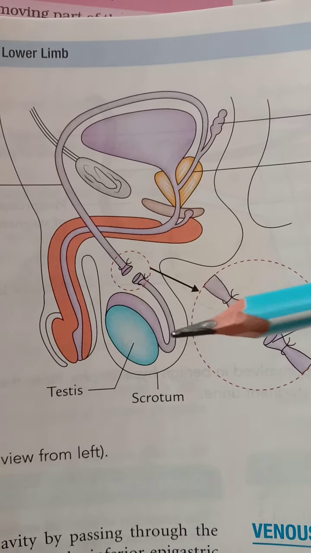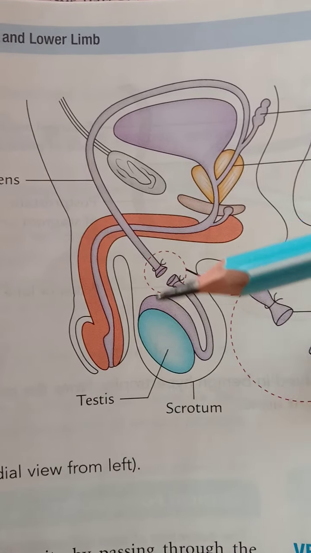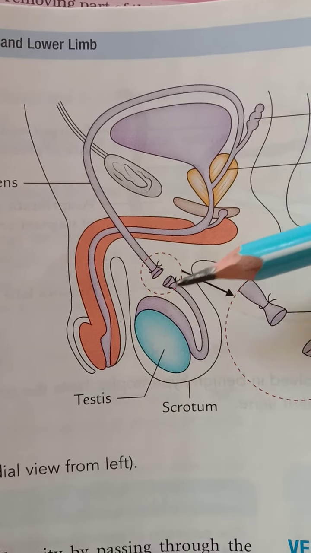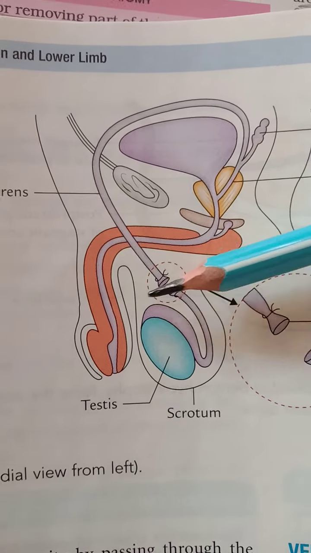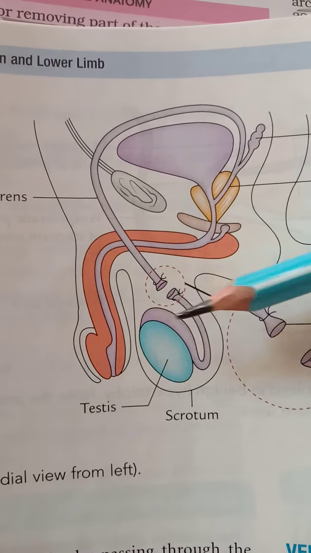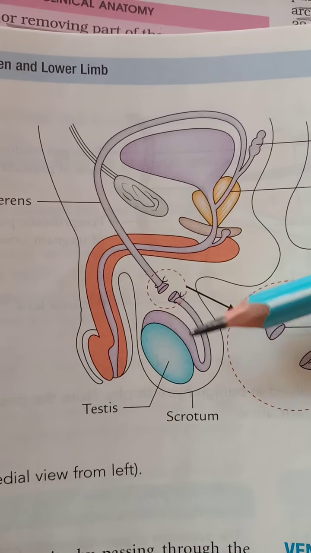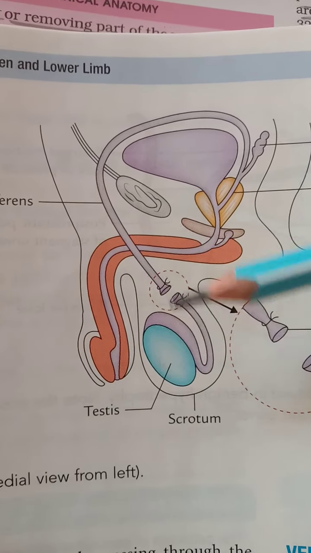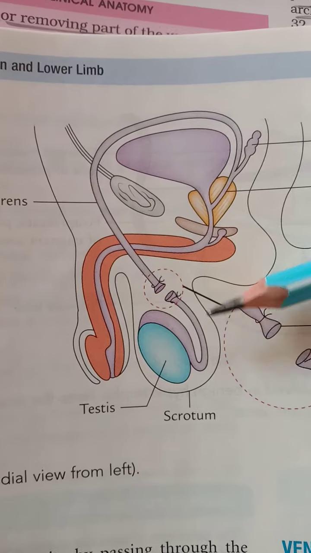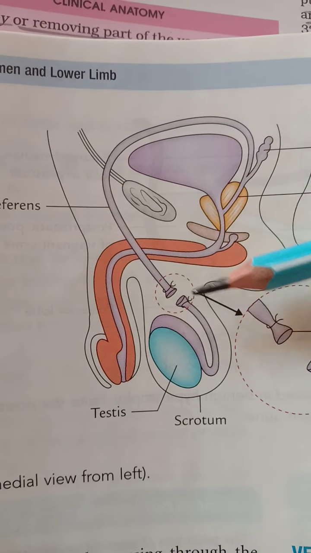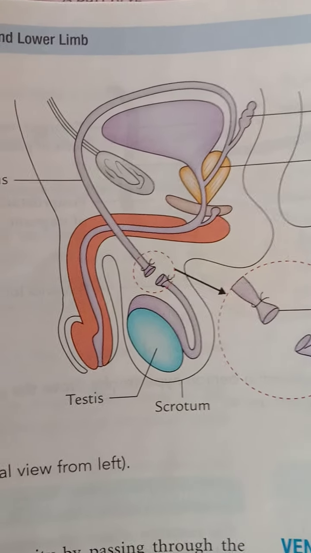But reversal of the vasectomy is also possible. If the person wants to fertilize again, the two cut ends are united and recanalization is done if required. It is successful only in favorable cases, that is, when the individual is less than 30 years of age and the procedure is performed within 7 years of the vasectomy. So this is the vasectomy.